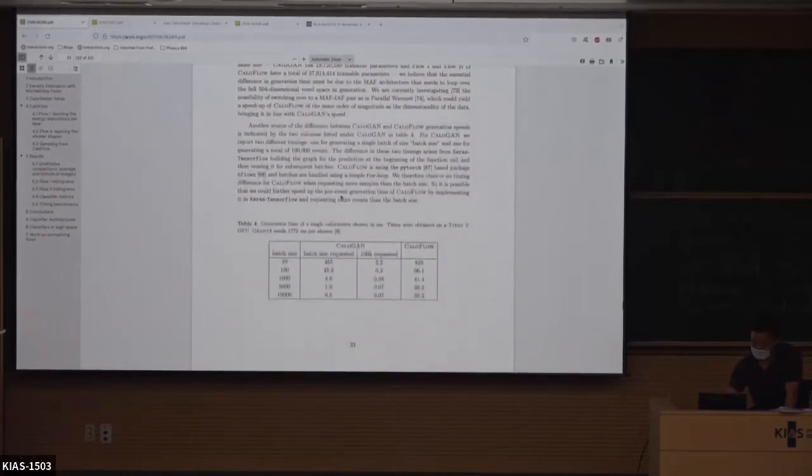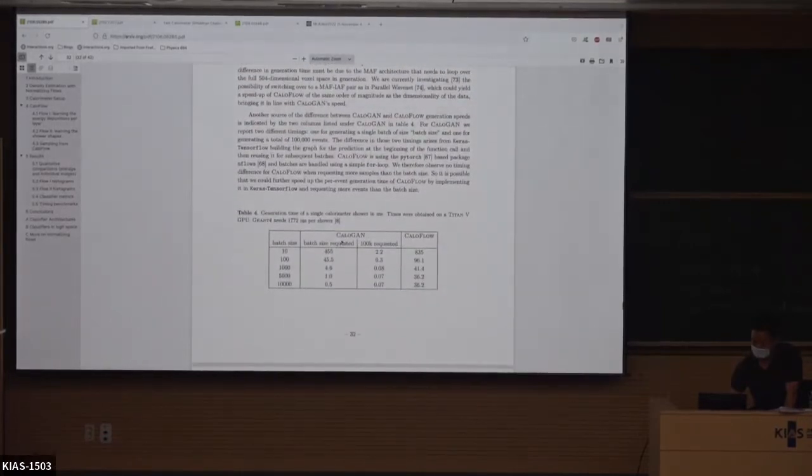Okay, and the last thing is the timing of these things. Here you see Geant4 needs 1.7 seconds per shower. CaloGAN gets you the factor of 10^5 or 10^4 as I advertised. And then CaloFlow gets 36 milliseconds per shower. So it is faster than Geant4, but it's slower than the GAN.